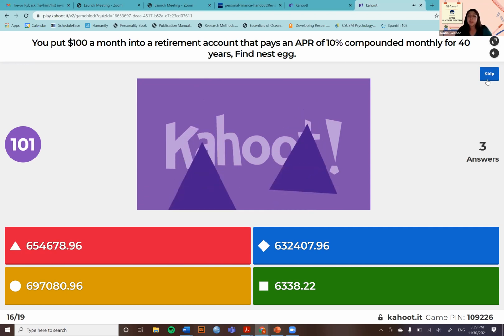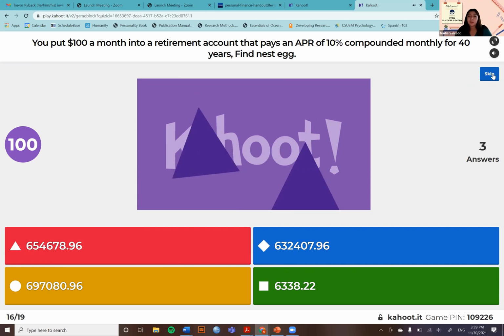Okay, I'll just go ahead and move on and go over this one. Okay, so you put $100 a month into a retirement account. Find your nest egg. So in this case, because you're putting $100 each month, we're going to want to use our regular deposits formula. That is going to be your deposit.